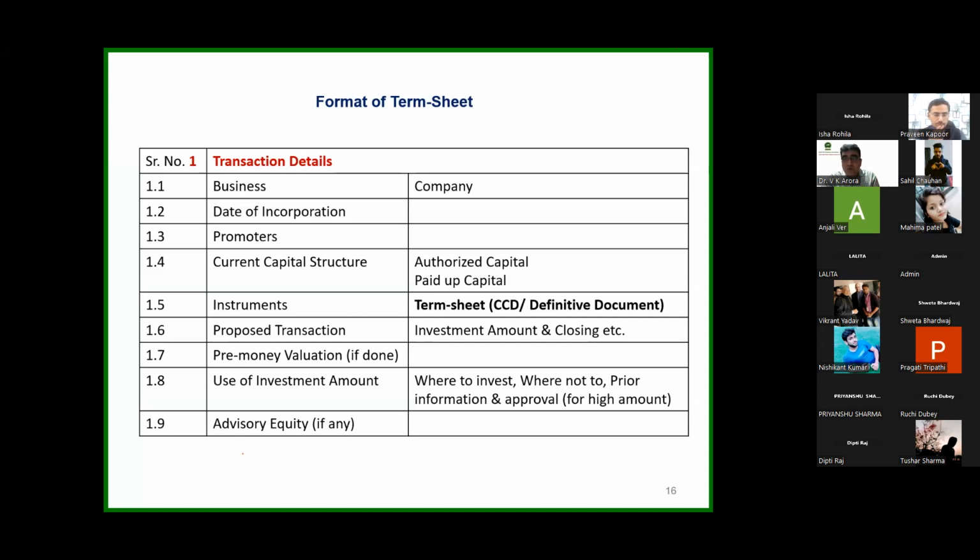But then too, if you want to do it through some registered valuer, that can also be done. Then the use of investment amount: where you are going to use it and where you are not expected to use it. If some terms and conditions are there, you can write here. Some annexes you will have to put, which can be annexed with the term sheet. And advisory equity: say if B boss is going to play some advisory role, then you can expect that B boss is also going to take 2%, 3%, 5% equity when you are going to close your deal with any of the investors. So this is serial number one.